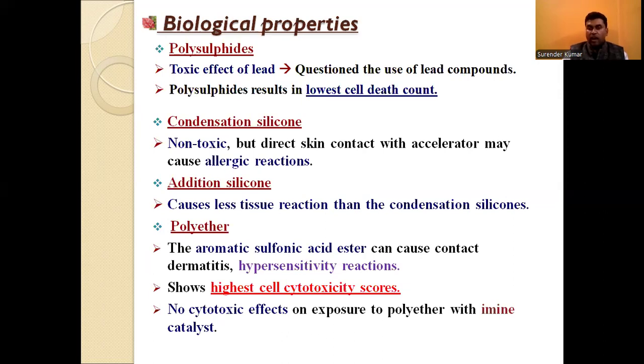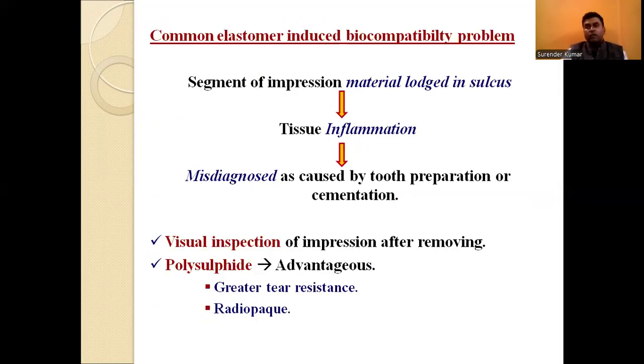They show the highest cytotoxicity scores. That means they are cytotoxic. There is no cytotoxic effect on exposure to polyether with imine catalyst. So that's why imine catalysts are there. Now there are common errors induced by compatibility problems.